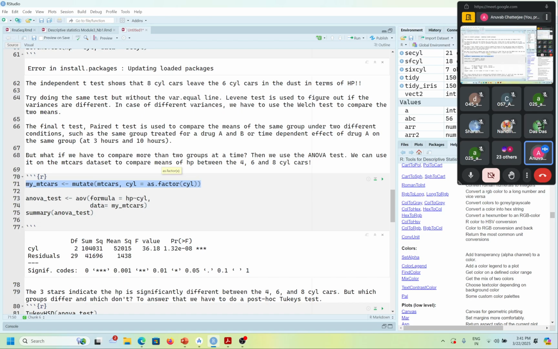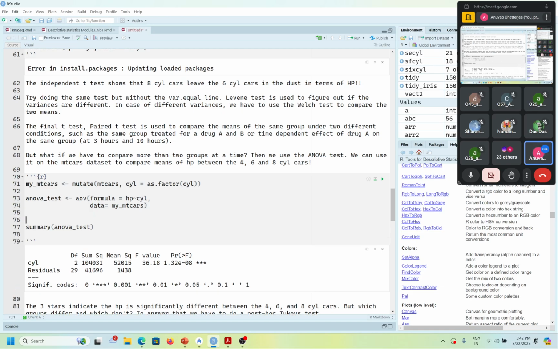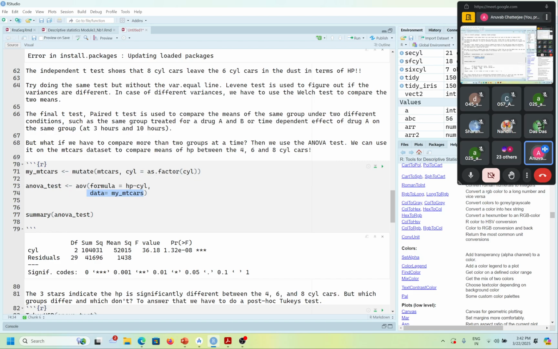The ANOVA runs with the function aov, followed by the same idea as previously. You have a formula. The formula puts in what you want to compare and the groups. So you want to compare hp, and the groups that you compare between are the cylinders 4, 6 and 8. Again, it only takes factors, that is why we have put cylinders as factors, and the data is obviously my mtcars that we just made. And here, instead of just displaying the ANOVA test, you have to do summary of the ANOVA test. So everyone please do it.